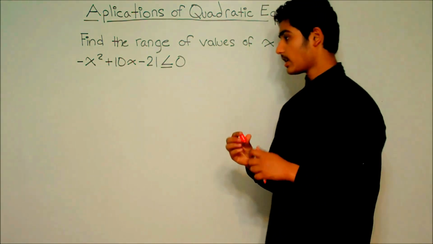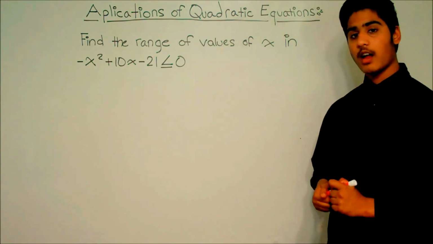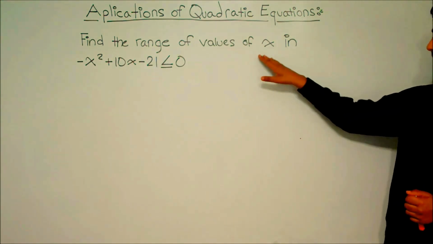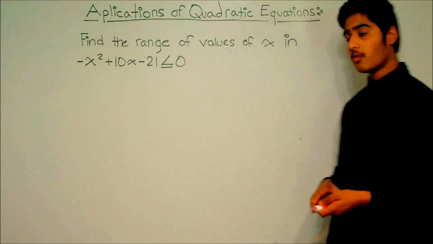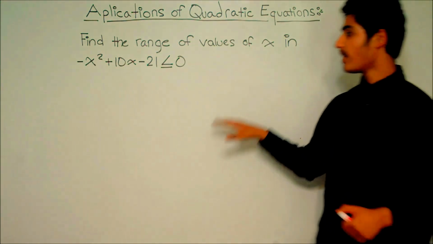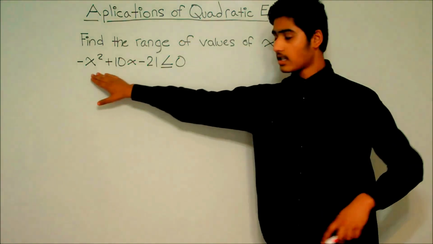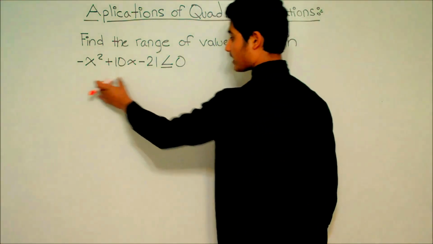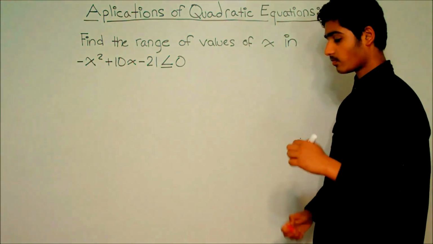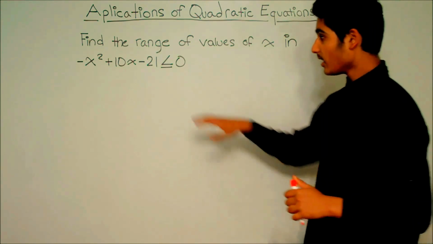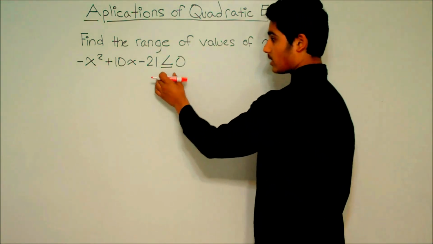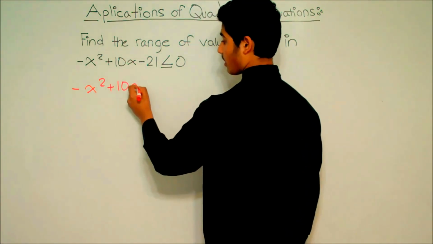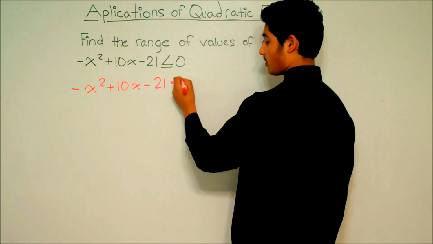But normally, we're used to seeing quadratic equations being equal to 0, not less than or equal to 0. So here, the question is asking for the range of values of x in this quadratic equation. So basically, the question is asking what values of x, when put into this equation, make it less than or equal to 0. So what values of x make this statement true? So we can think of this just as a regular quadratic equation, which is equal to 0. Negative x squared plus 10x minus 21 is equal to 0.